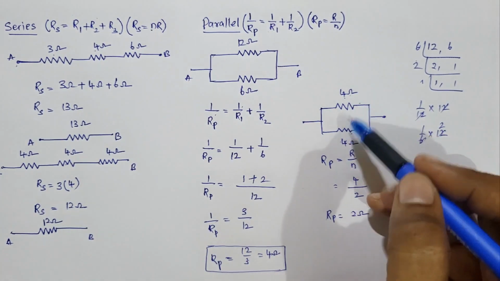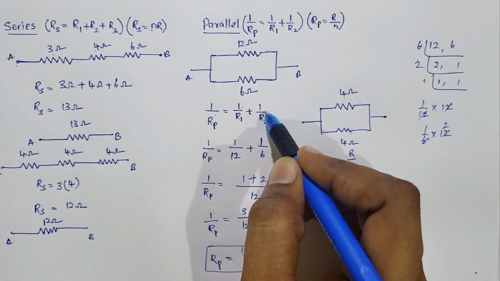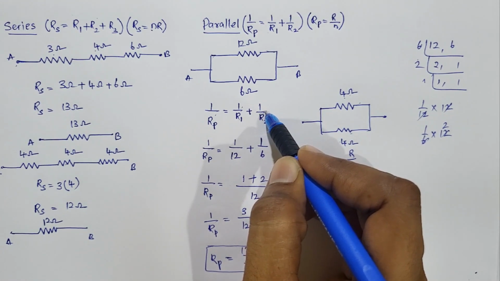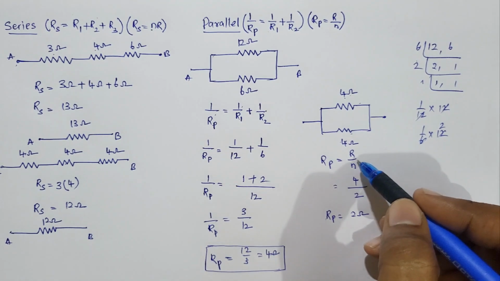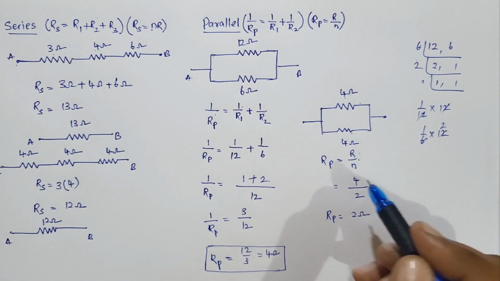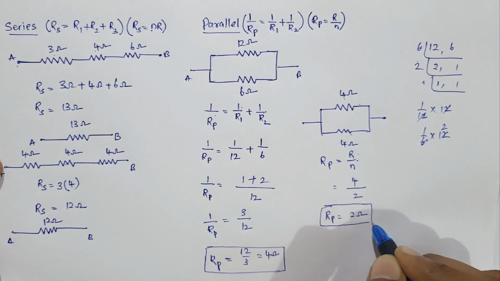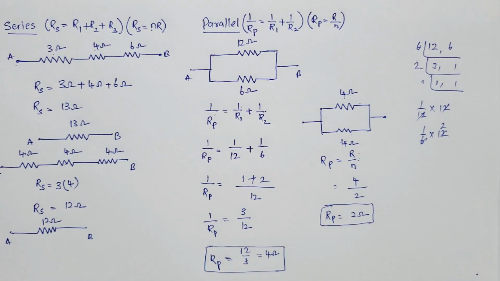When the resistances are not equal, then you have to use this formula. When the resistances are equal, then you can use this formula, R by N, for simplified calculation. Rp is equal to 2 ohm. Okay? So these are the problems on series and parallel combination. Now let us take a simple construction.